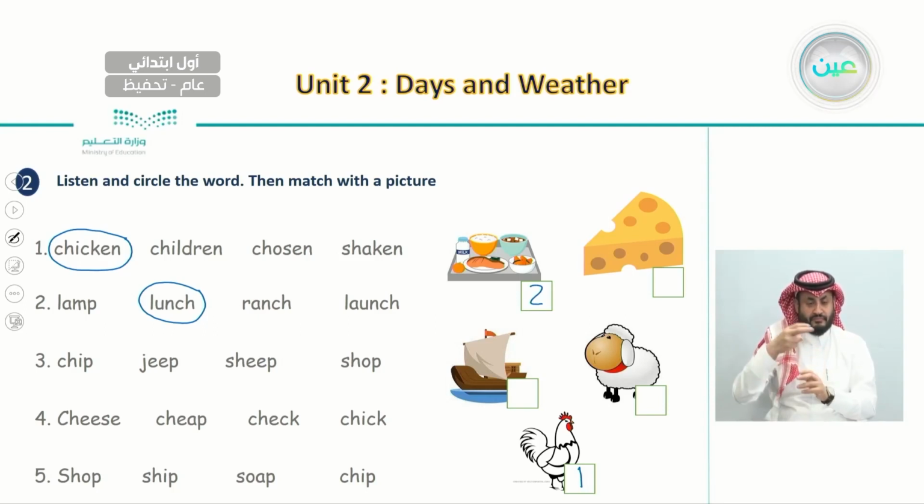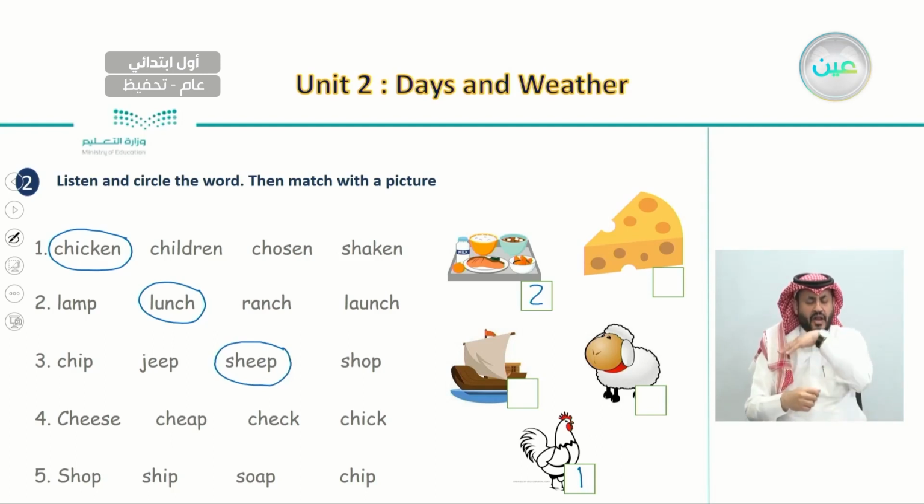Sheep. Sheep. Say after me. Sheep. So where can we find the word sheep in number three? It is of course the third one. So here we make a circle and we go to the sheep and we write number three. Number three. Now let's listen for the fourth one.